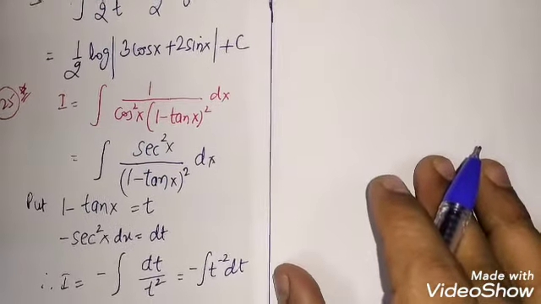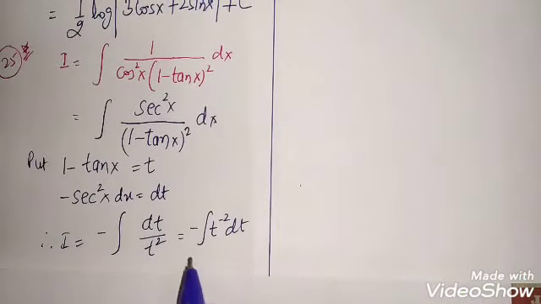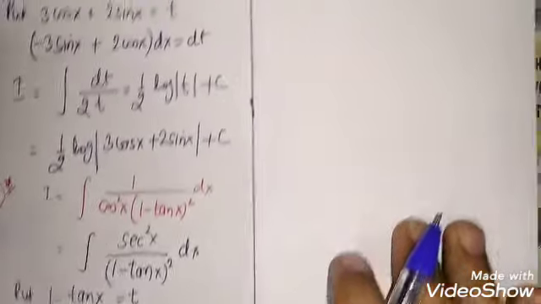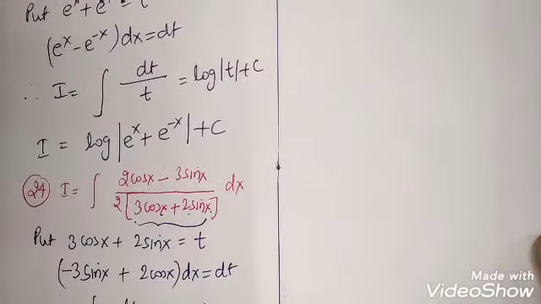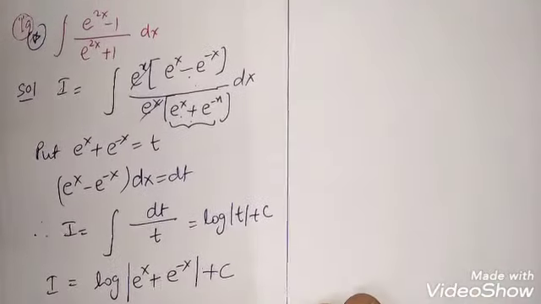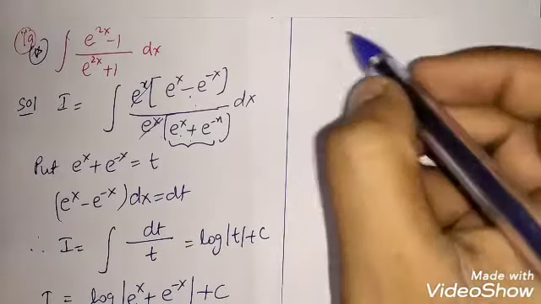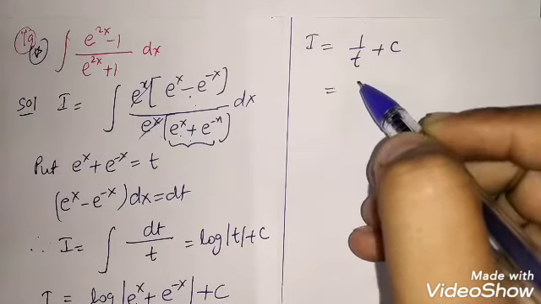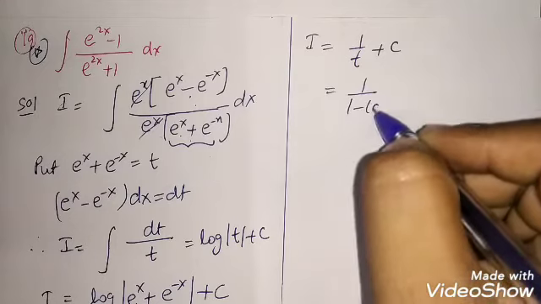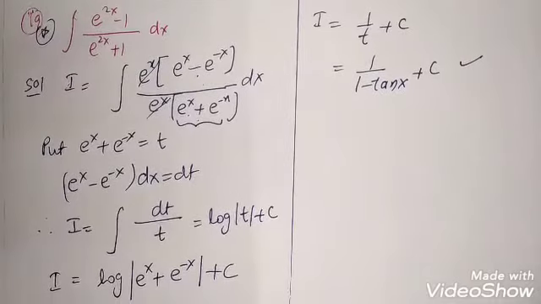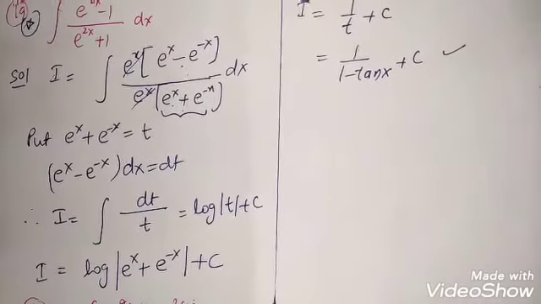Simply, the integration of t to the power minus 2 is t to the power minus 1 upon minus 1, and with the minus sign outside it becomes plus 1 by t plus c. Quite easy to solve. The integrand is 1 by t plus c. The value of 1 by t is 1 upon 1 minus tan x plus c. Done. This is our required answer. Hope you got this. Okay, moving to the next question.